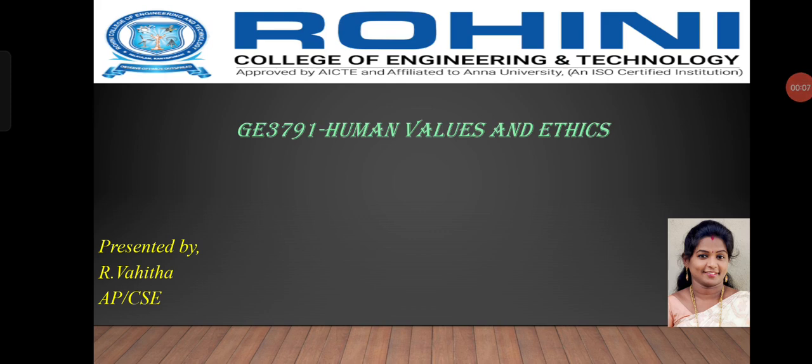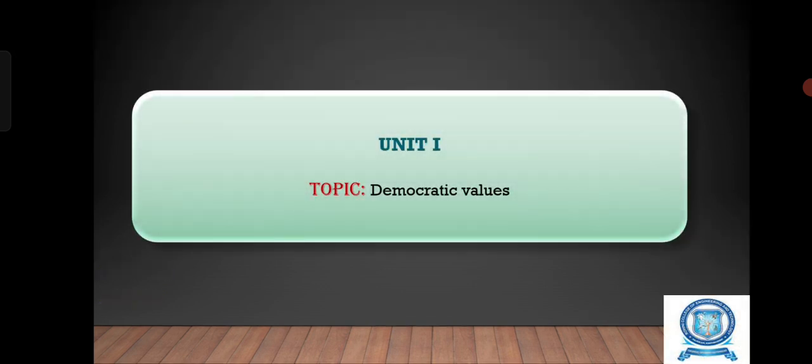I'm here to explain a few topics of the subject GE 3791 Human Values and Ethics. First, let us see about the topic Democratic Values in Unit 1.